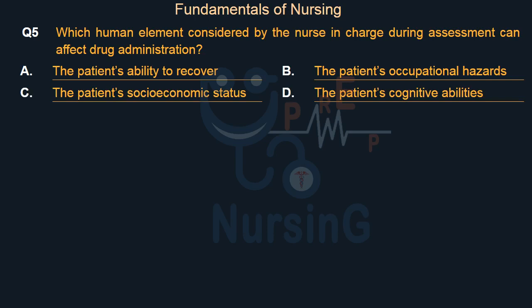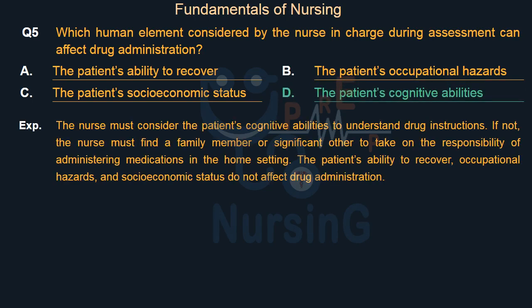Right answer is option D, the patient's cognitive abilities. The nurse must consider the patient's cognitive abilities to understand drug instructions. If not, the nurse must find a family member or significant other to take on the responsibility of administering medications in the home setting. The patient's ability to recover, occupational hazards, and socioeconomic status do not affect drug administration.